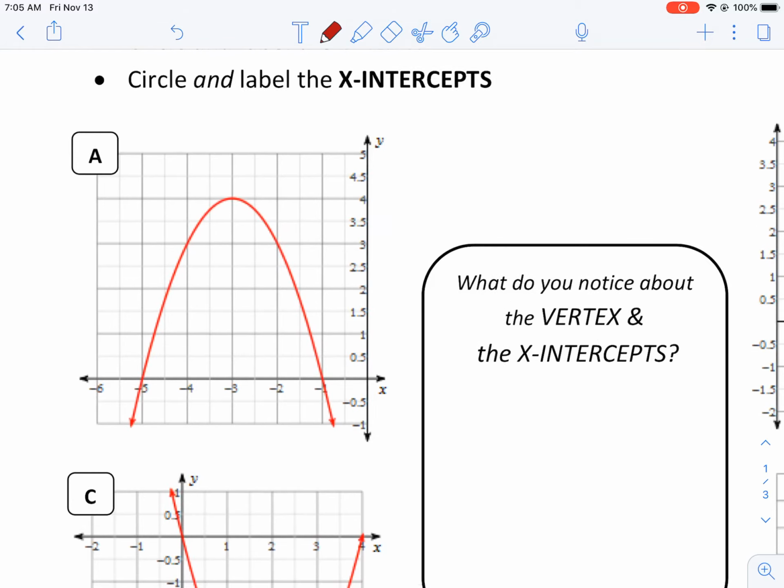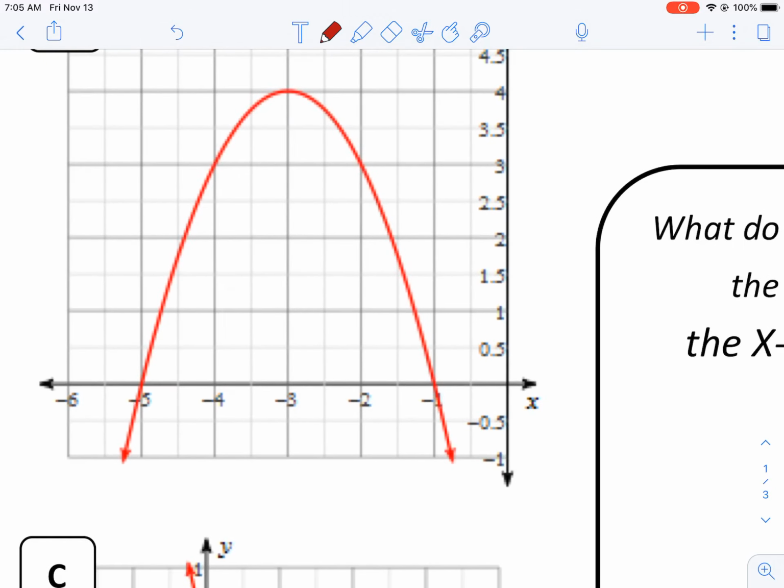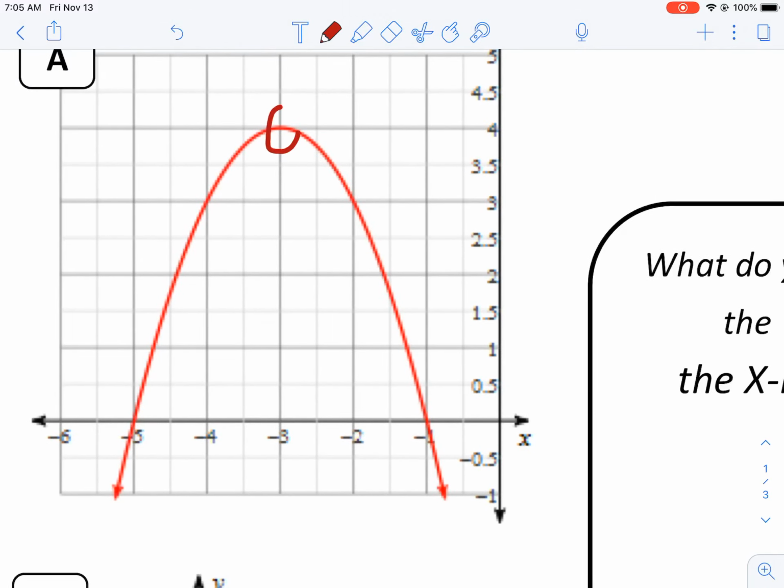So if we circle and label, the vertex is going to be up there. That's going to be at (-3, 4). We have two x-intercepts. The x-intercepts are where it crosses the x-axis. So that's at (-5, 0) and at (-1, 0).